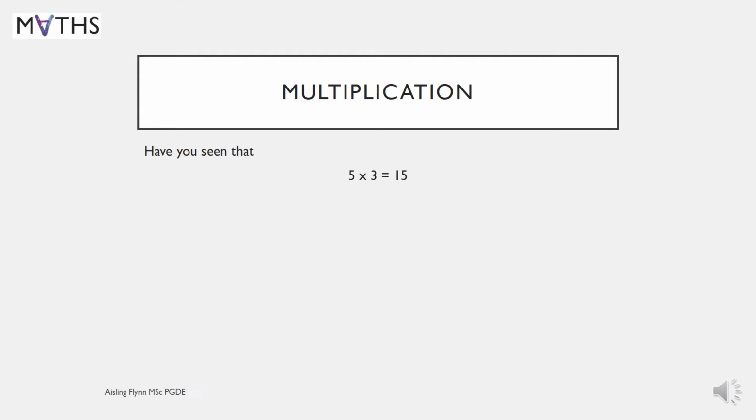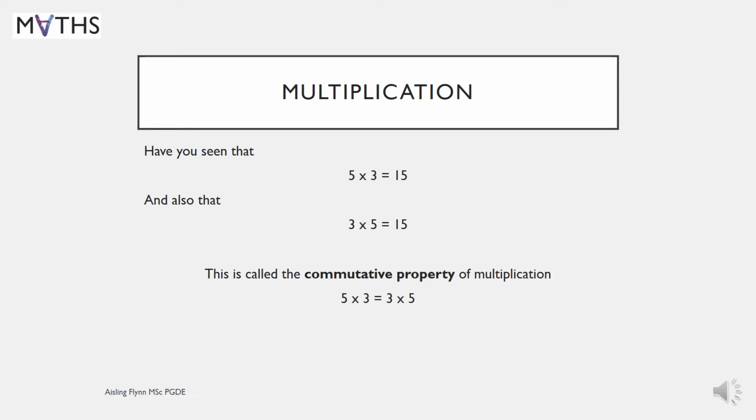Have you seen that 5 times 3 equals 15, but also that 3 times 5 equals 15? This is called the commutative property of multiplication. 5 times 3 equals 3 times 5. The order doesn't matter. Why is that? This graph shows 5 columns of 3 boxes each. This one shows 3 columns of 5 boxes each. But you can see that the total in both graphs is 15 boxes.